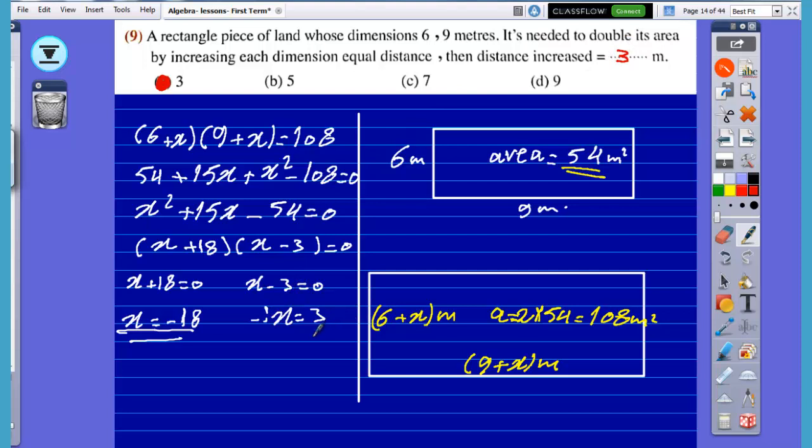Okay, let us check the area after increasing. Here we have the area length multiply width, right? When x equals 3, 6 plus 3 equals 9, and 9 plus 3 equals 12. So the two dimensions are 9 and 12, and its area equals 9 multiply 12, which equals 108 meter square.